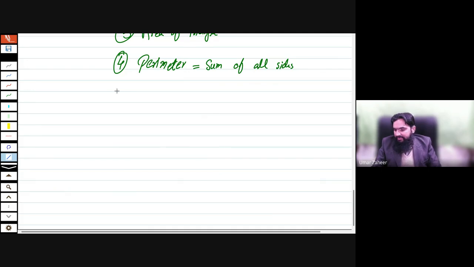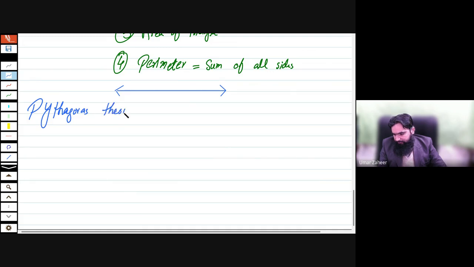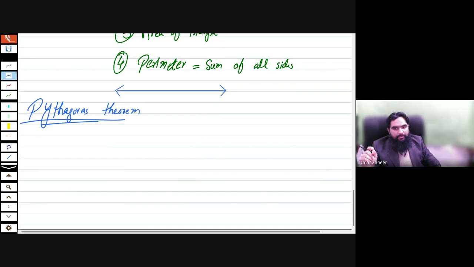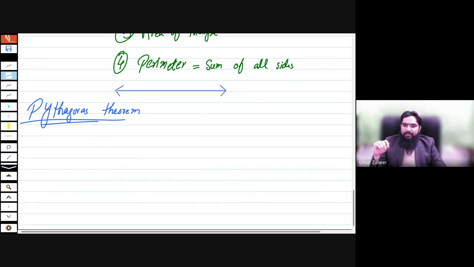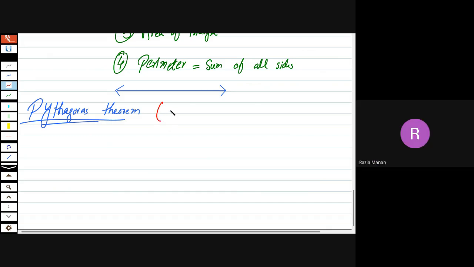These are all the general things. Now we are going for a specific one. We are talking about Pythagoras theorem. The first thing that you must know about Pythagoras theorem is that it is only applicable for right angle triangles.